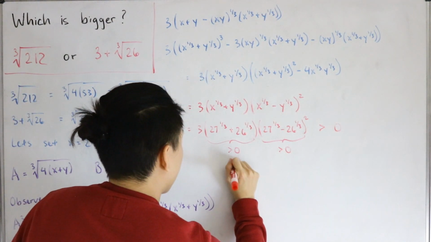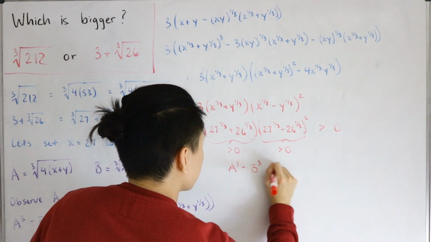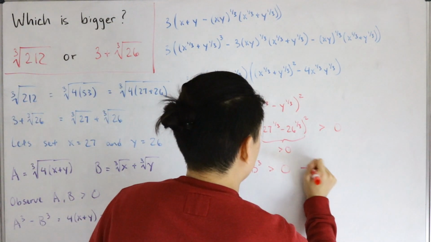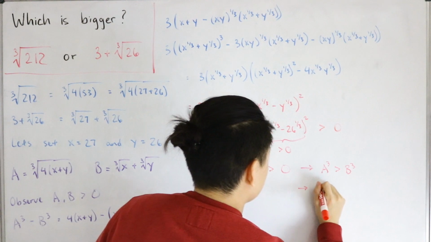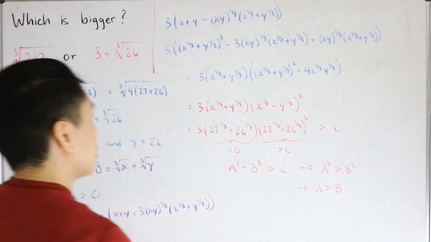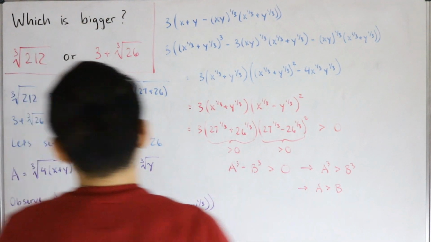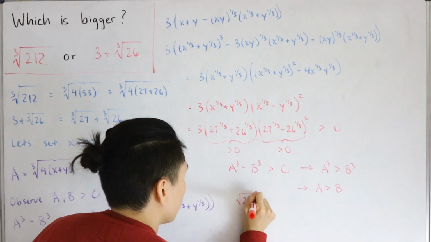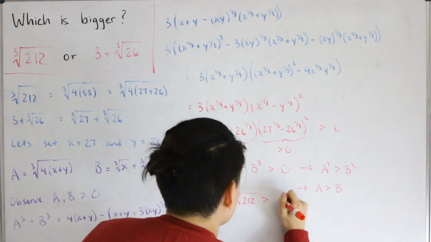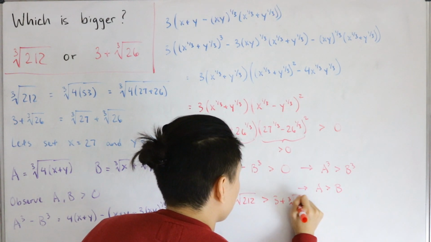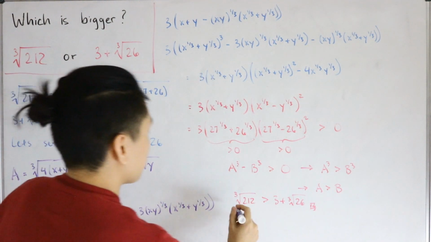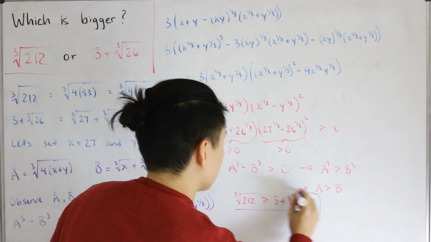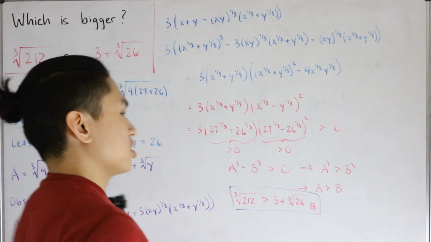So therefore, the establishment we have is that a cubed minus b cubed is strictly greater than 0. And then if you do some algebra with inequalities, we have that a cubed is strictly greater than b cubed, which leads to the establishment that a is indeed strictly greater than b. Going back to the formula, if you plug back the numbers, 27 and 26 for x and y, we have that the cube root of 212 is indeed going to be bigger than 3 plus the cube root of 26. And so that concludes it. So our bigger number is the cube root of 212, which is indeed bigger than 3 plus the cube root of 26, just like that.